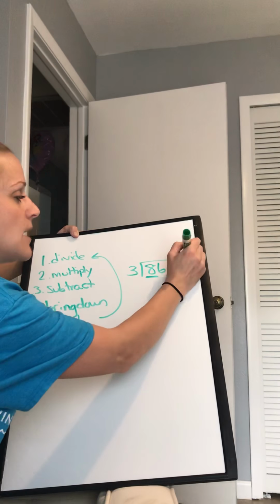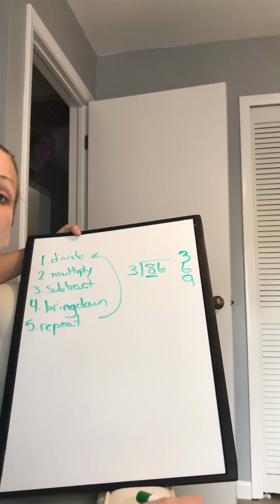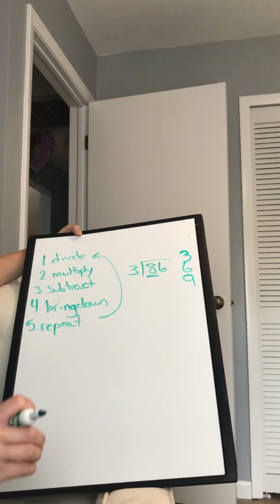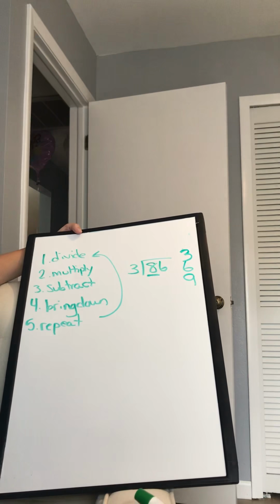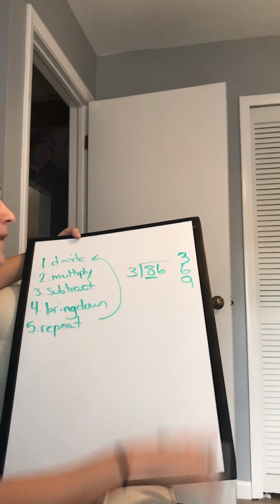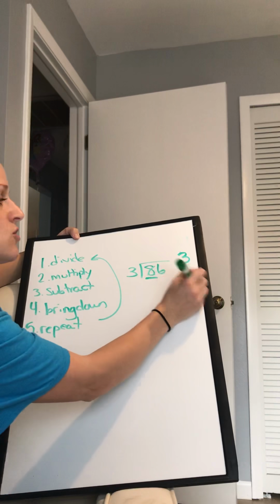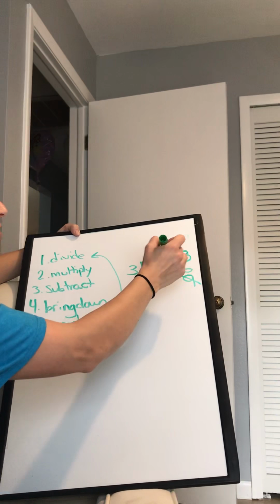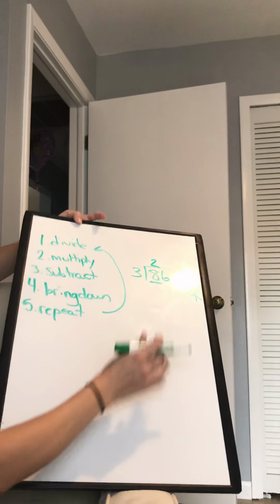So to do that, I'm going to skip count by 3 to help me out. Skip counting is really helpful, especially if you don't know your basic multiplication as well, or if you want to make sure that you're 100% correct. So I always do that skip counting. 9 is too much, so I cross that out. So 3 goes into 8 twice, 2 goes on top.